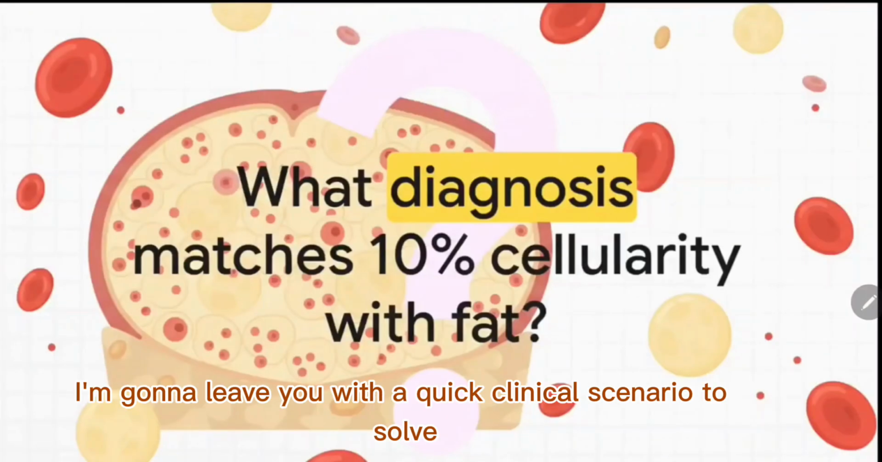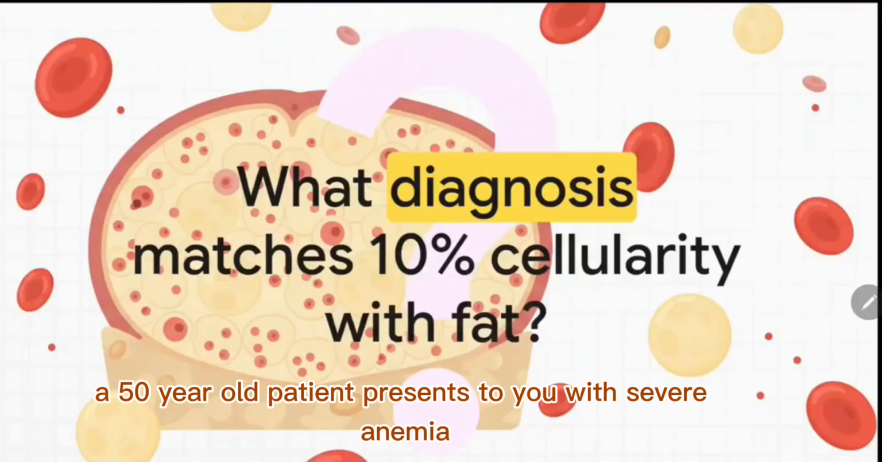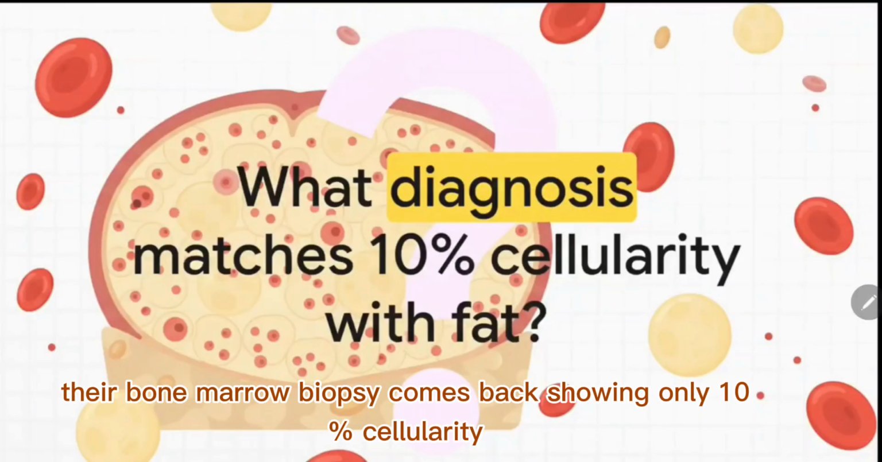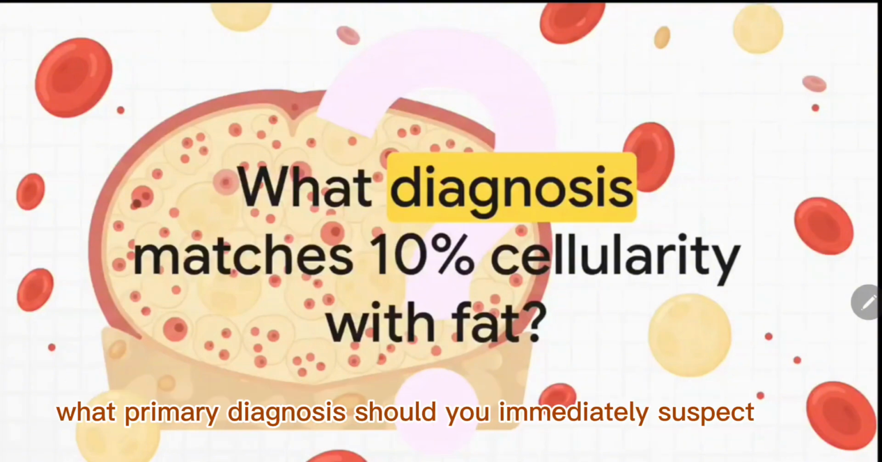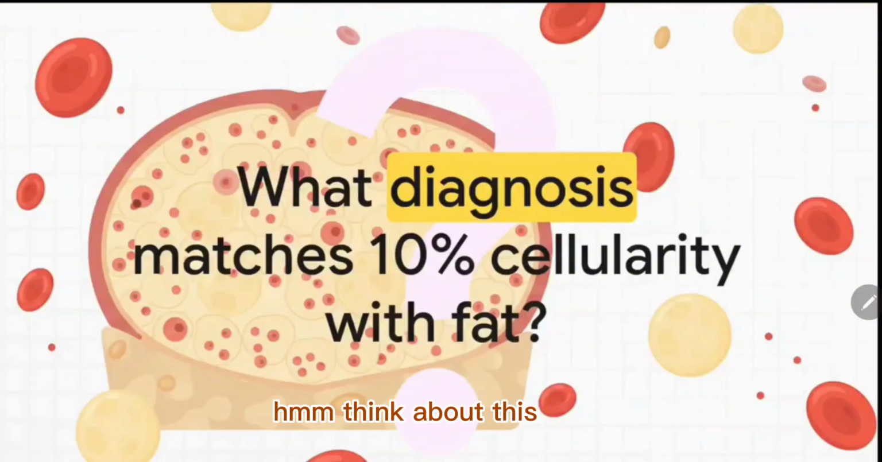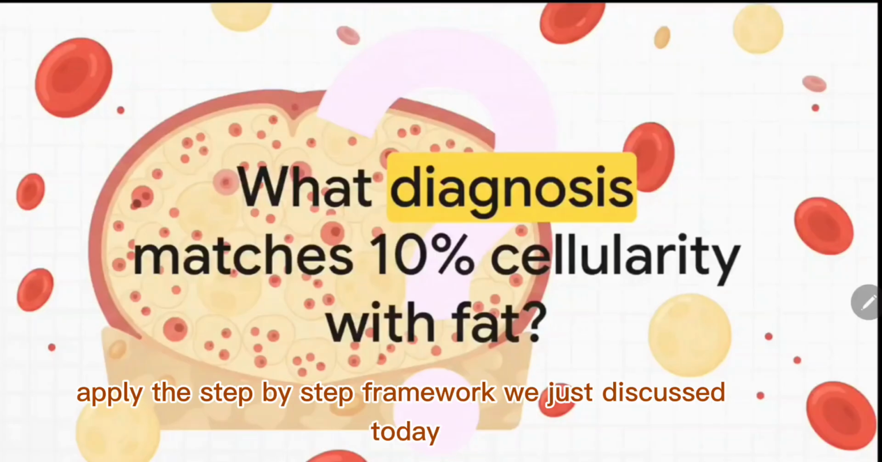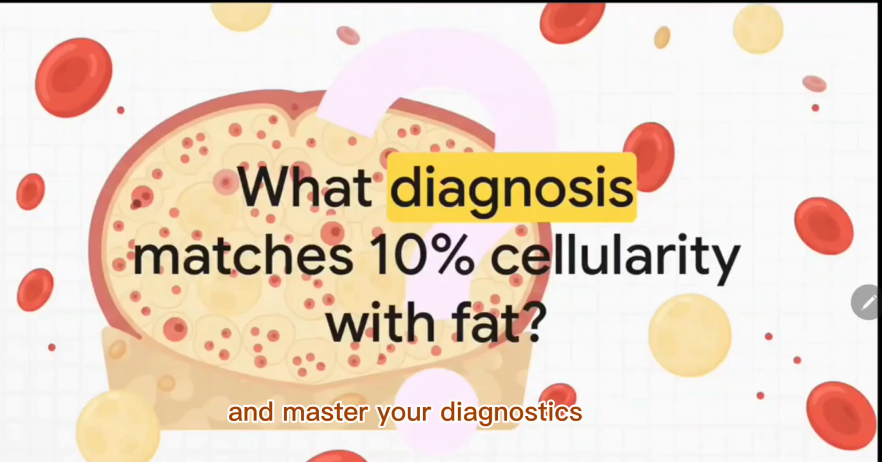I'm going to leave you with a quick clinical scenario to solve. A 50-year-old patient presents to you with severe anemia. Their bone marrow biopsy comes back showing only 10% cellularity, and it's mostly filled with fat. What primary diagnosis should you immediately suspect? Think about this, apply the step-by-step framework we just discussed today, and master your diagnostics.